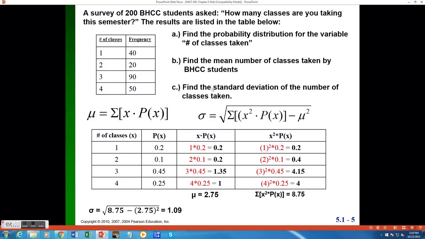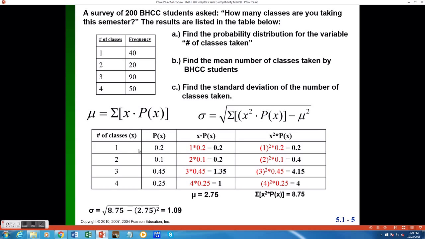The next thing the question asks us to do is to find the mean number of classes taken by Bunker Hill students. To find the mean of a probability distribution, the formula is given here on the left side of your slide. We use the value mu, which used to be the population mean. It still refers to a population mean, but we use it to describe the mean of a probability distribution as well, since I'm taking into account every single possible value that x could be. So that formula is the sum of x times p of x.